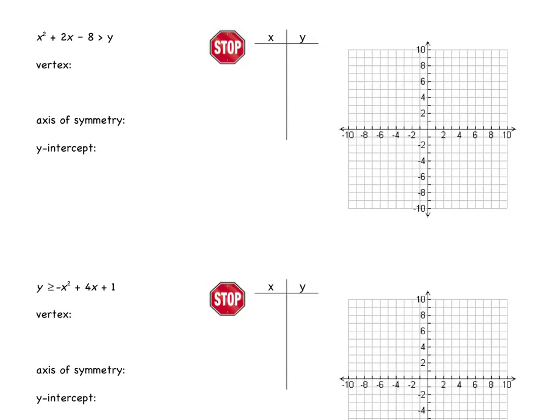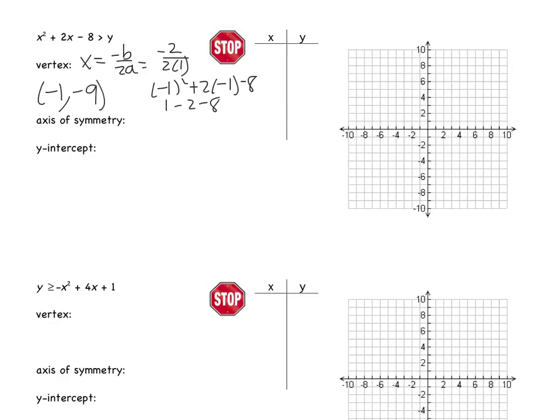Okay, let's see how we did. You should have done x equals negative b over 2a to find the vertex, which is negative 2 over 2 times 1. So your vertex should be negative 1 comma some y. To figure out the y, you substitute in negative 1. This is 1 minus 2 minus 8, which should have been negative 9. So that goes in the middle of your table.